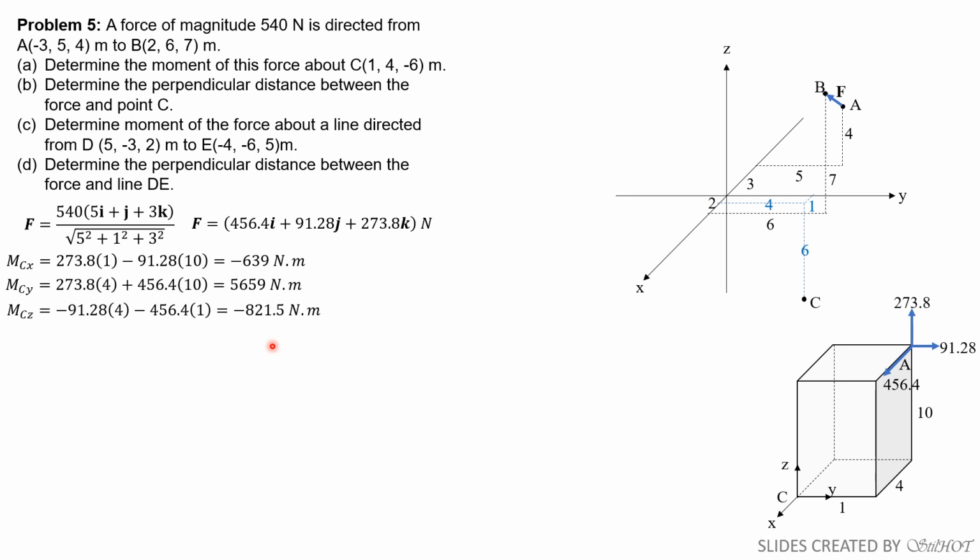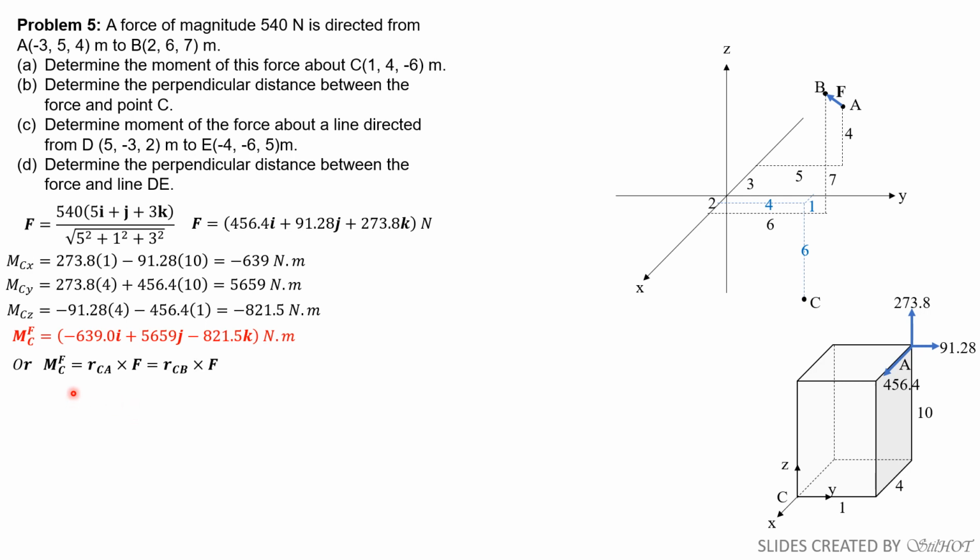In vector form, MC is equal to this value, with X, Y, and Z components. So that's the answer to part A. Then determine the perpendicular distance between the force and point C. Since we can compute the magnitude of the moment of the force about point C, and the magnitude of F is 540, the moment about C equals 540 times the perpendicular distance to C. So that's it.